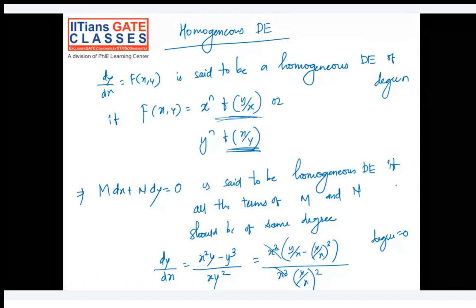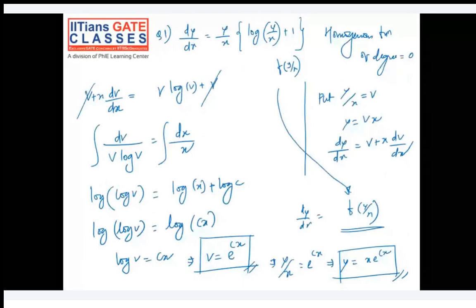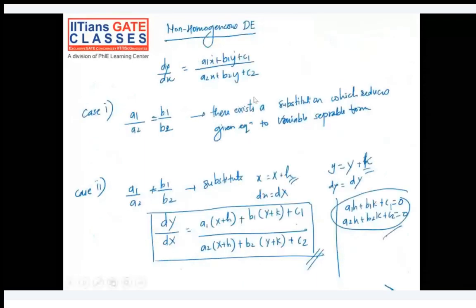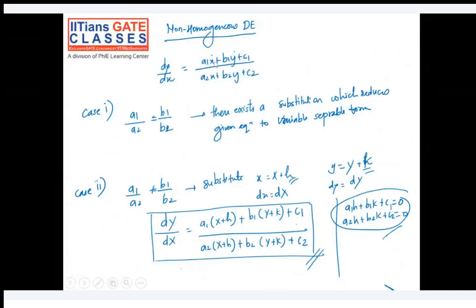But if it is not the case, look at the current slide here, where dy by dx is equal to a1x plus b1y plus c1 divided by a2x plus b2y plus c2. If you take x common, what will happen? a1 plus b1y by x plus c1 by x will happen. You will not get an equation in terms of y by x or something like that, right? So in such a situation, how to deal with the problem?